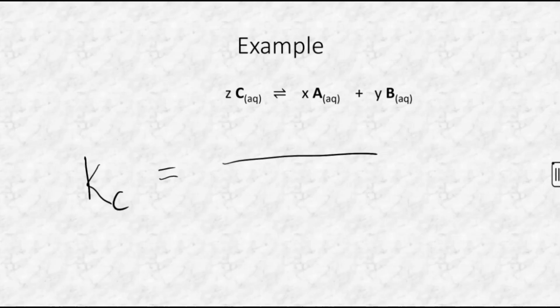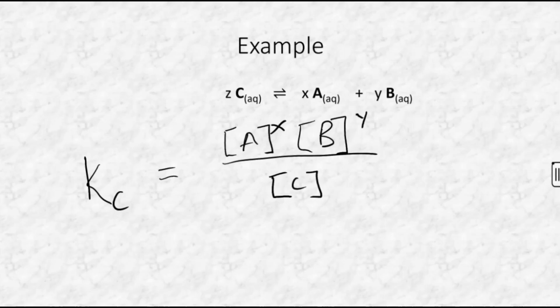In this case, we're going to write Kc is equal to the concentration of our products, which are A and B. A to the power X, because the stoichiometry is the same, it's still X moles of A in this balanced equation, and B to the Y, it's still, of course, Y moles of B in this balanced equation, and this is all divided by the concentration of the reactant, which was C, to the power Z, however many moles of C there were.